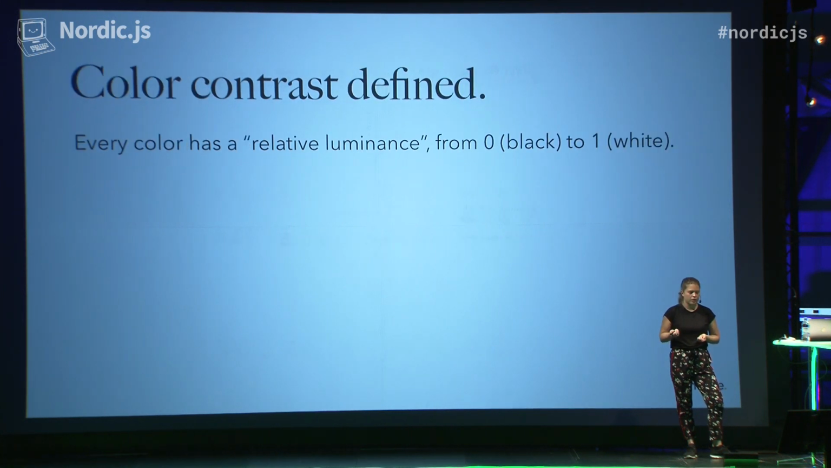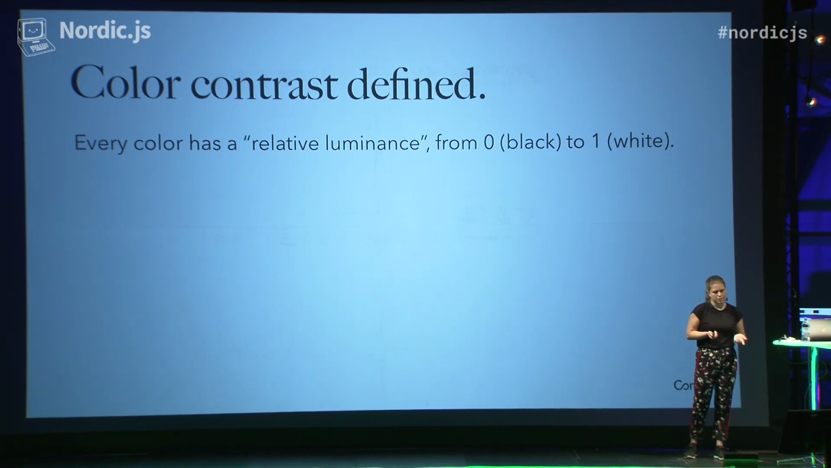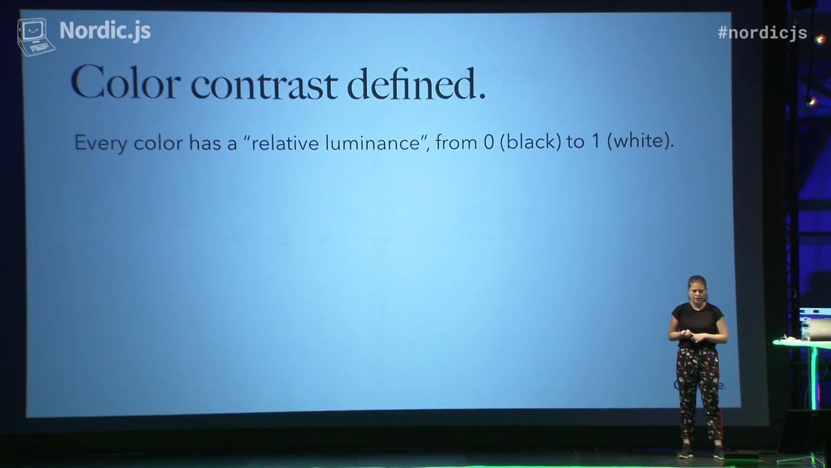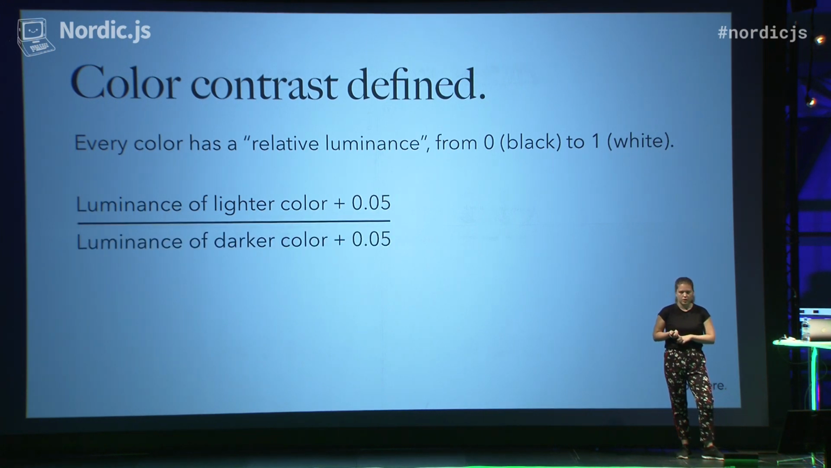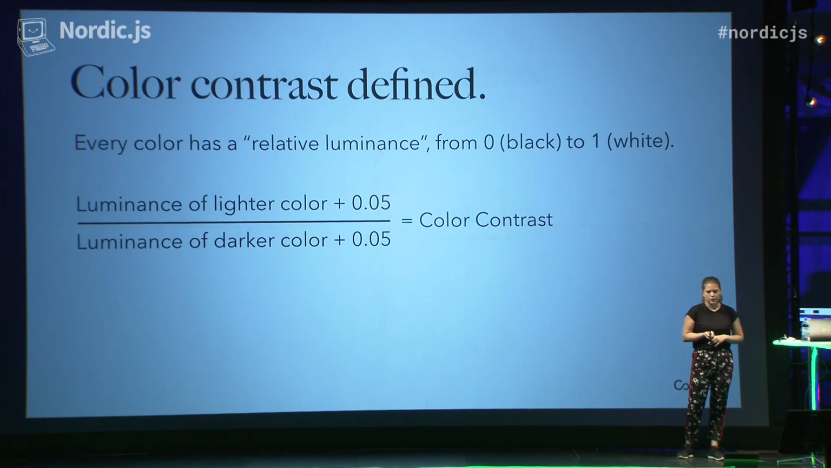If you look at how color contrast is defined, each color will have a relative luminance. It goes from 0, which is black, to 1, which is white. So to calculate the contrast, you can take the luminance of the lighter color and divide it by the luminance of the darker color. The small number here is just added to avoid dividing by 0 issues. And that will give you the contrast.